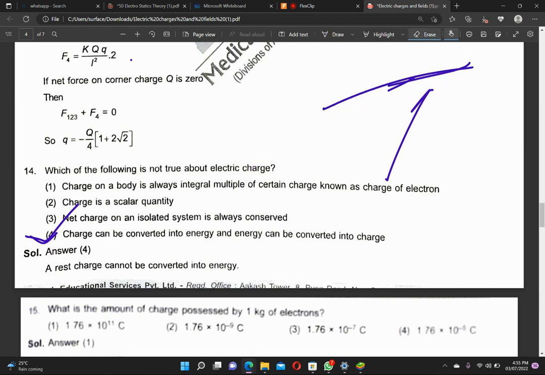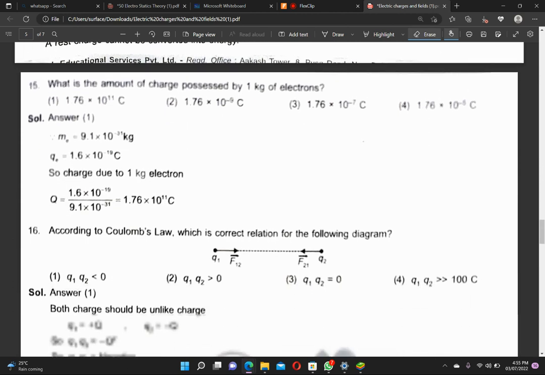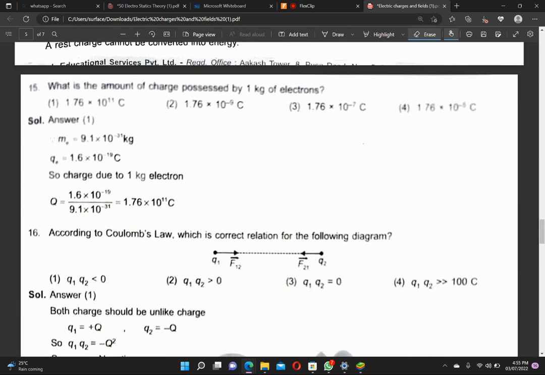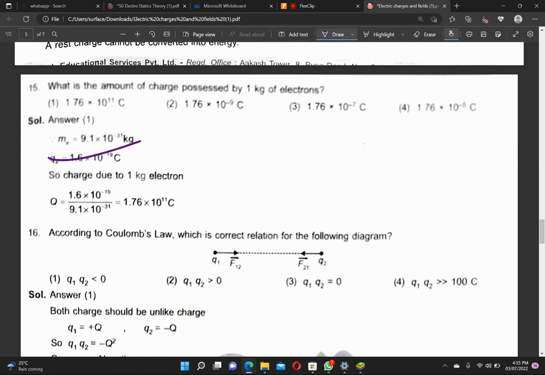Actually, okay, understood. Next question. What is the amount of charge possessed by 1 kg of electrons? So we know the mass of an electron, 9.1 into 10 power minus 31, and the charge of an electron is 1.6 into 10 power minus 19. So the charge due to 1 kg will be what? Divide them and you get the answer as option 1, 1.76 into 10 power 11 actually.